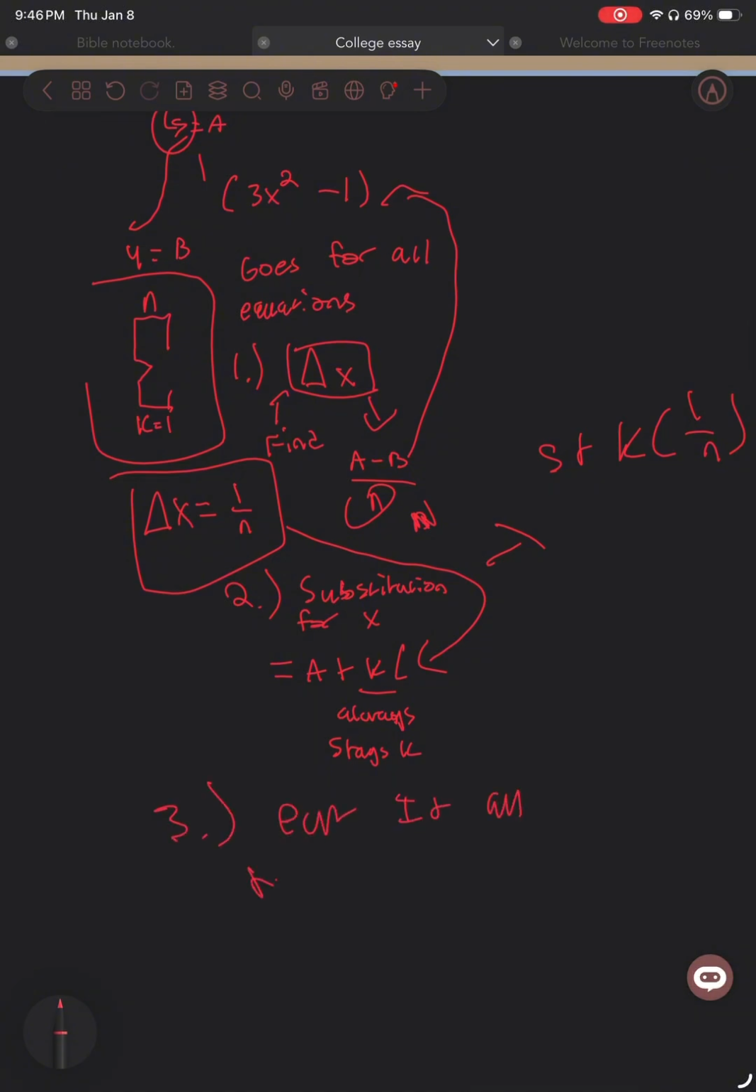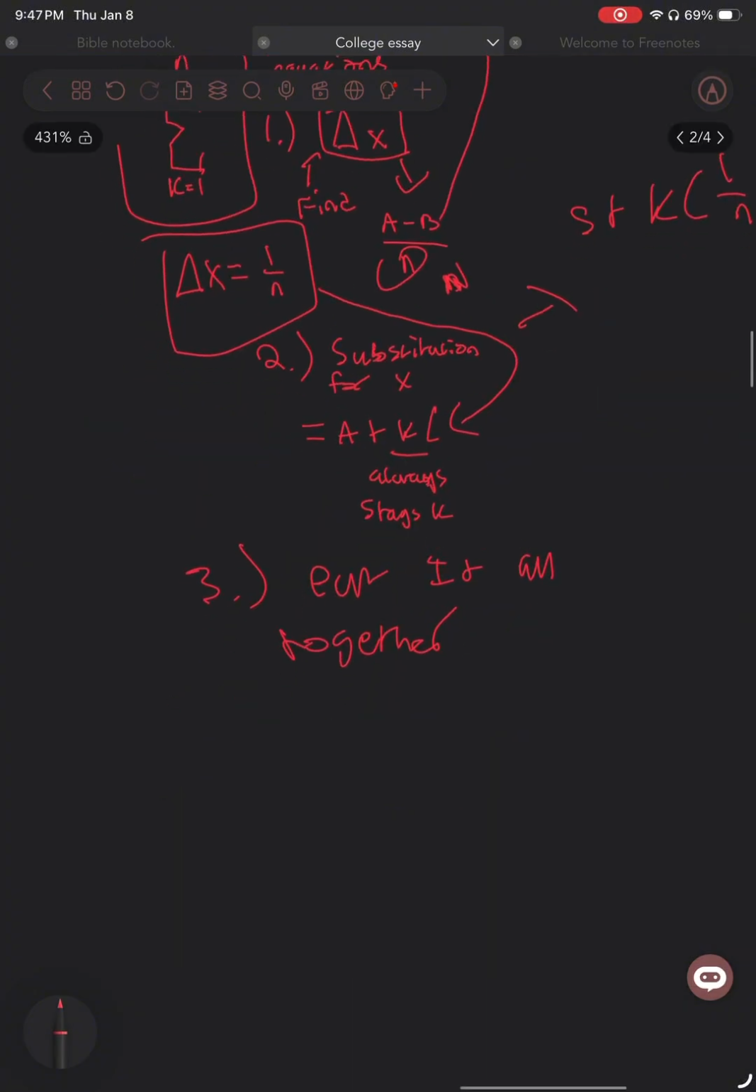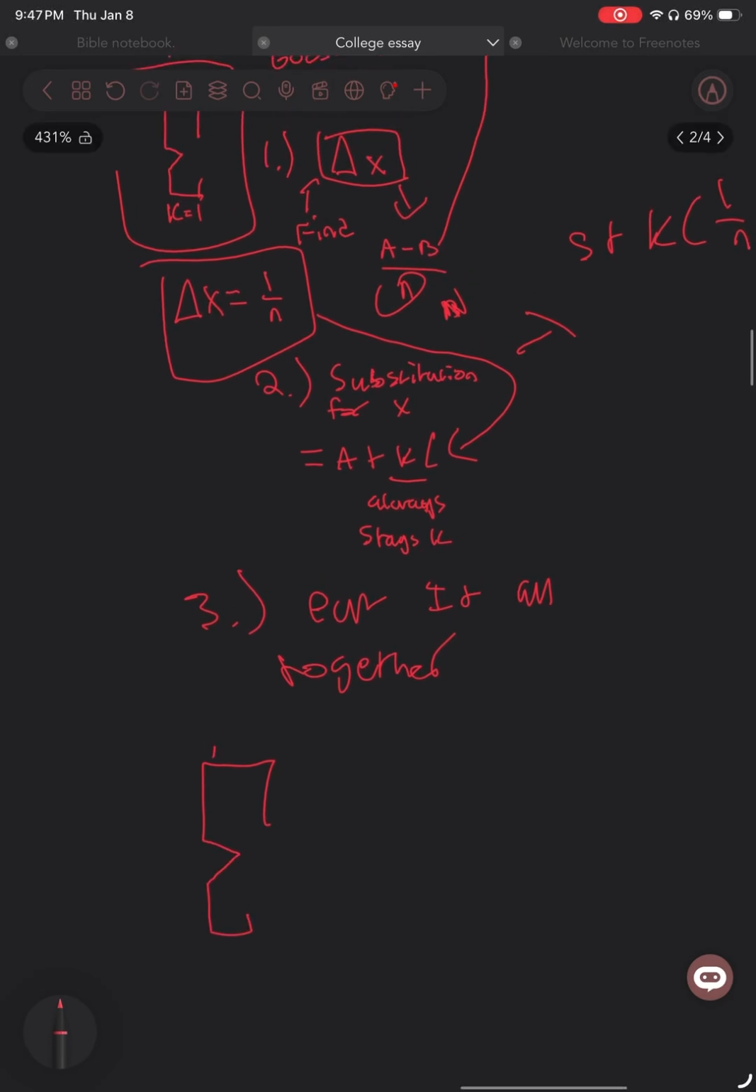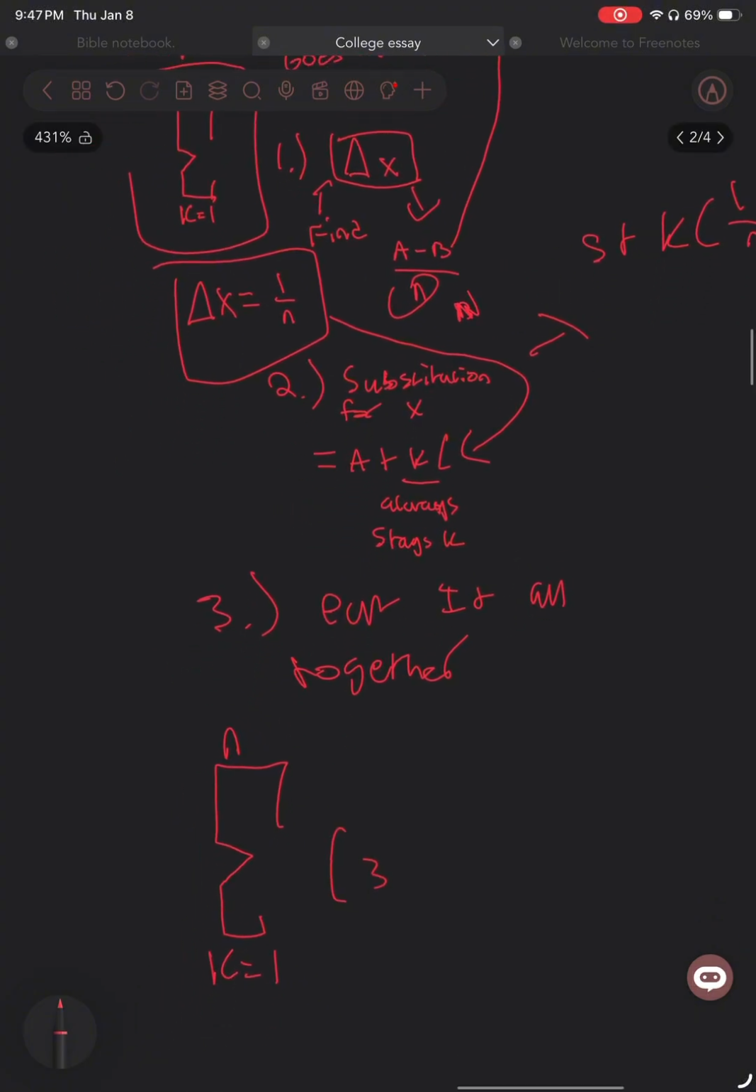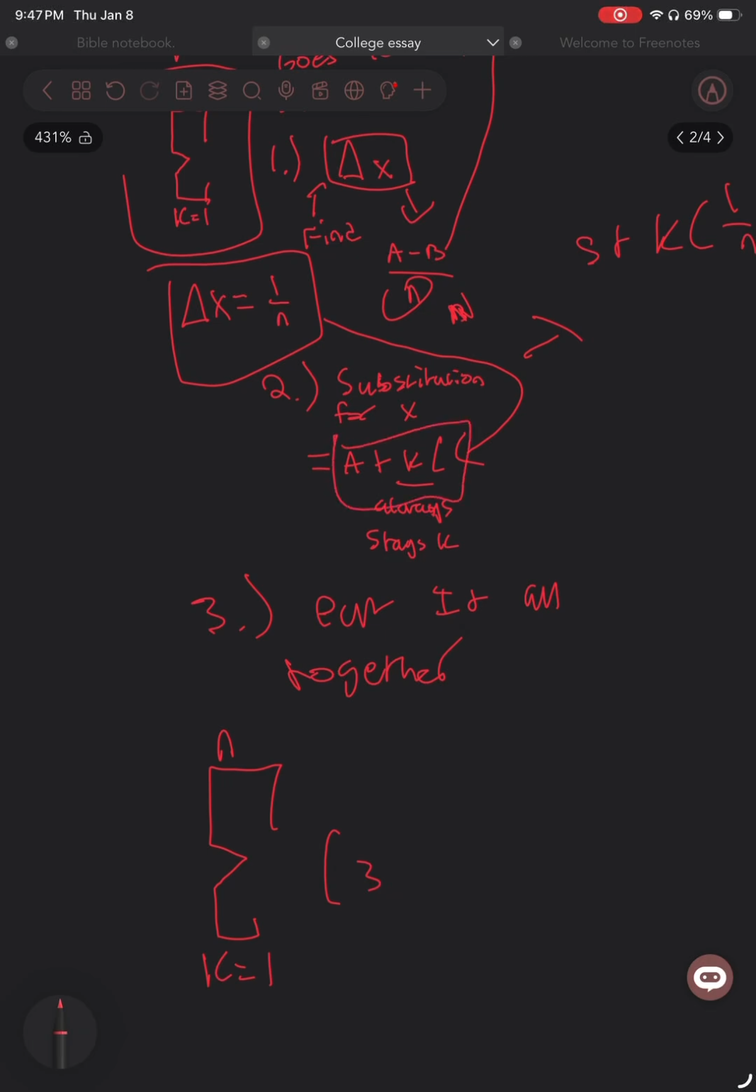So all we need to do is substitute the X. So we have N over K, and then we're going to have our 3, and we're going to substitute the X for what we just said here, the A and the K. Sorry, the A plus K times our pyramid X.